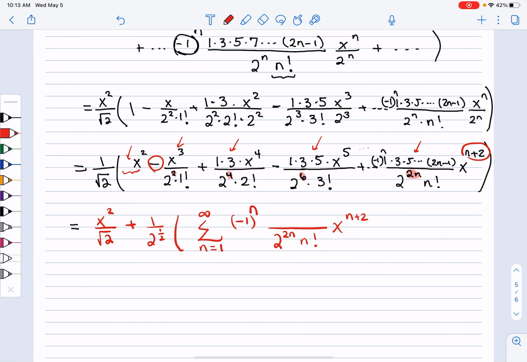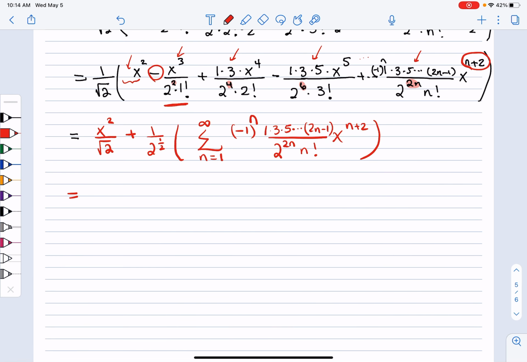You can see that in your nth term. And you can check, we're starting here: when n is 1, your power is 3; when n is 2, your power is 4; when n is 3, your power is 5, and so forth. And then we have the coefficients. In the numerator, you're going to have 1 times 3 times 5, all the way to 2n minus 1.